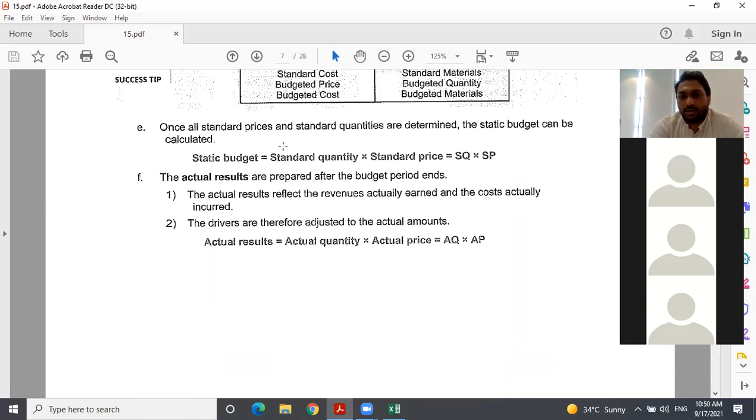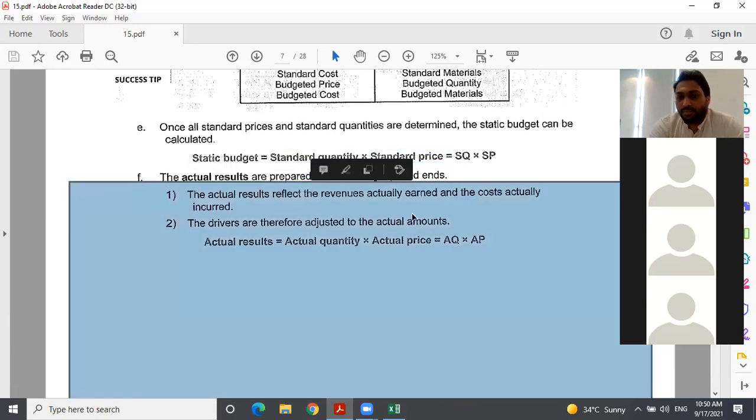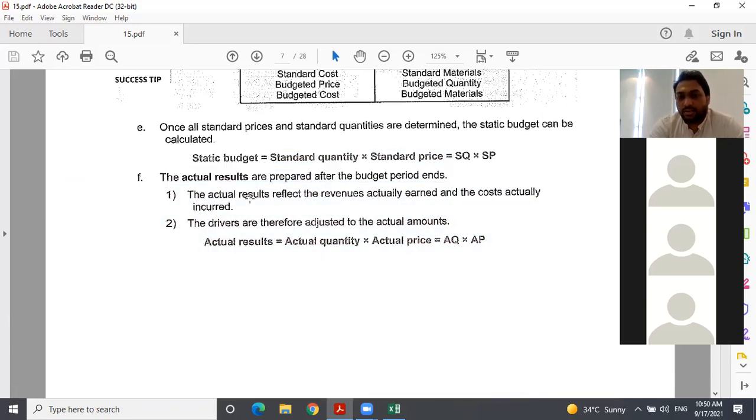So once all standard prices and standard quantities are determined, the static budget can be calculated. That is standard quantity times standard price. You will get the static budget amount, right? It can be for sales or purchases. Then the actual results are compared after the budget period ends. The actual results reflect the revenue actually earned and the cost actually incurred. So here, actual quantity and actual price, you will get actual results.